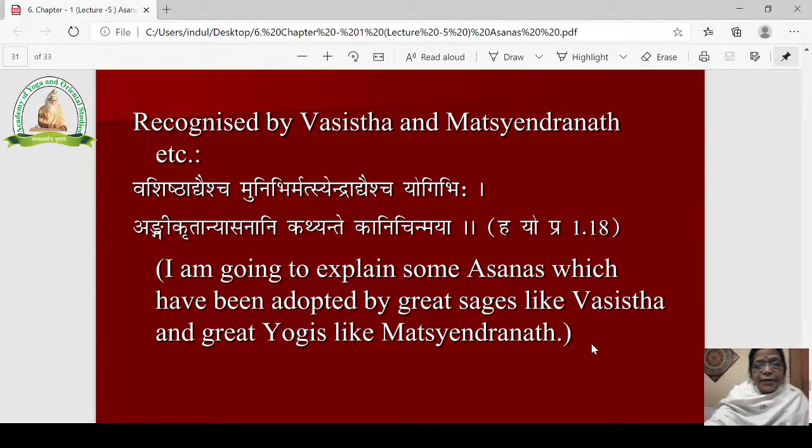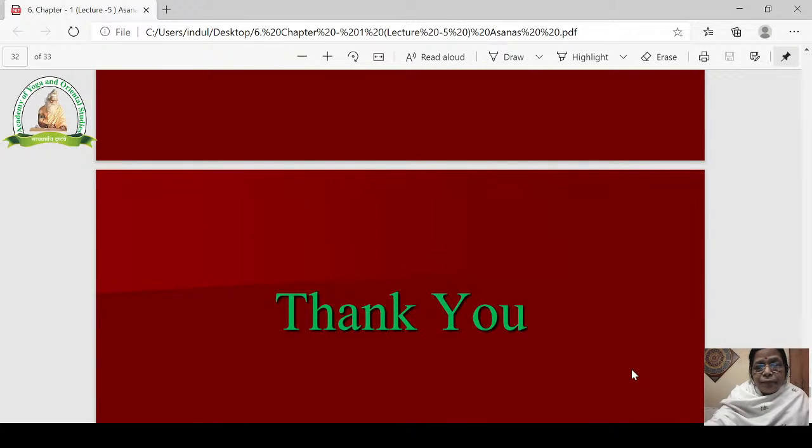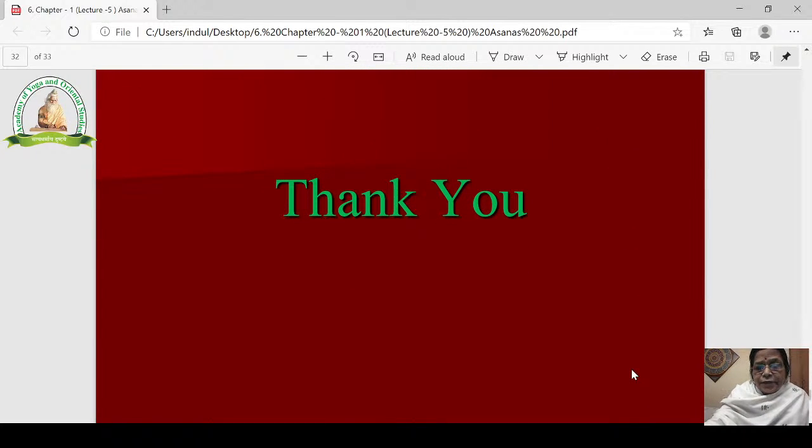So he says that there are 84 asanas which have been advised by Lord Shiva. Among the 84 asanas, 4 are most important, and among the 4, the best asana is Siddhasana. Again, he says he is going to describe some more asanas accepted by great sages like Vasishtha and great yogis like Matsyendranatha. Like this, in the first chapter of Hatha Yoga Pradipika, there are descriptions of various asanas.